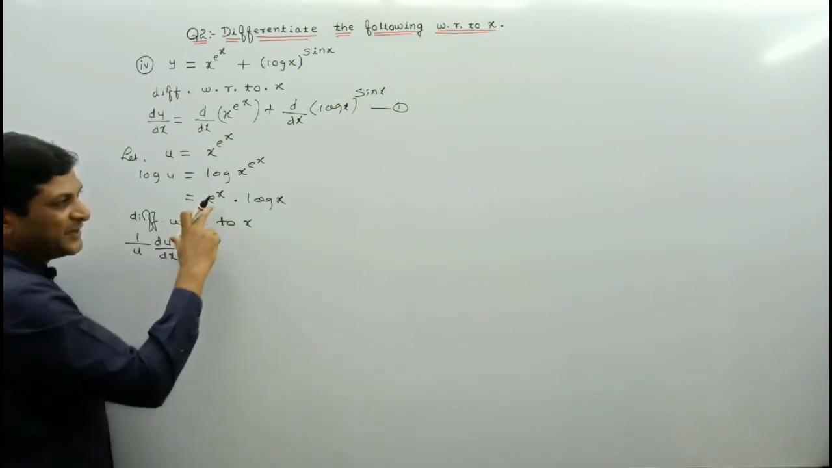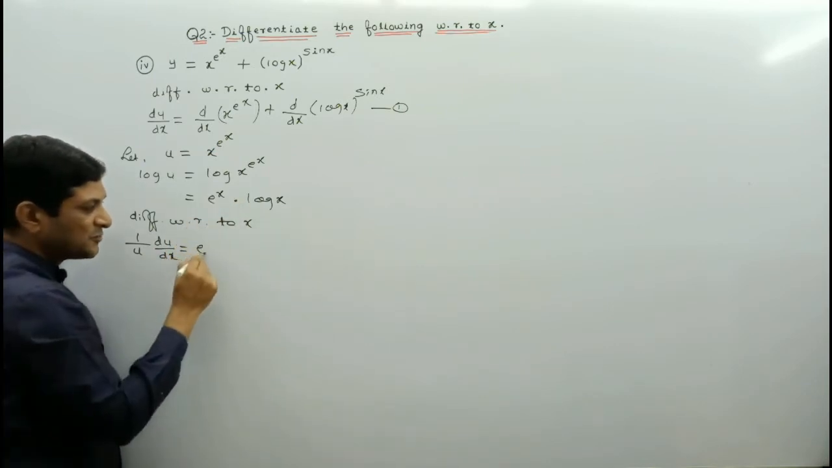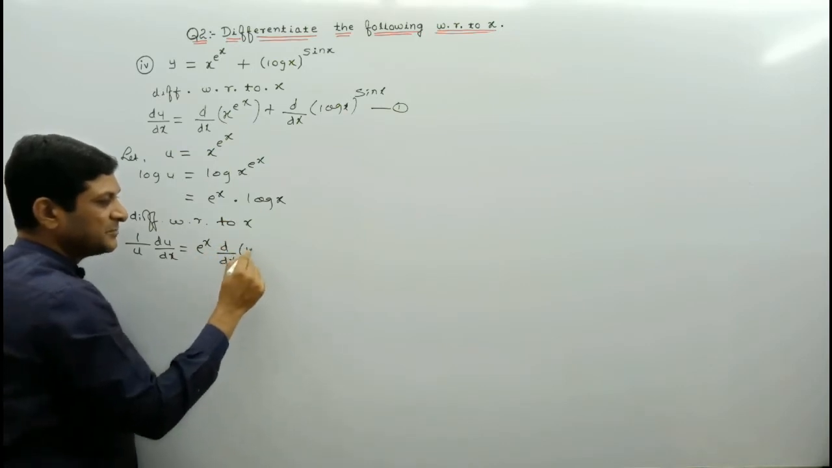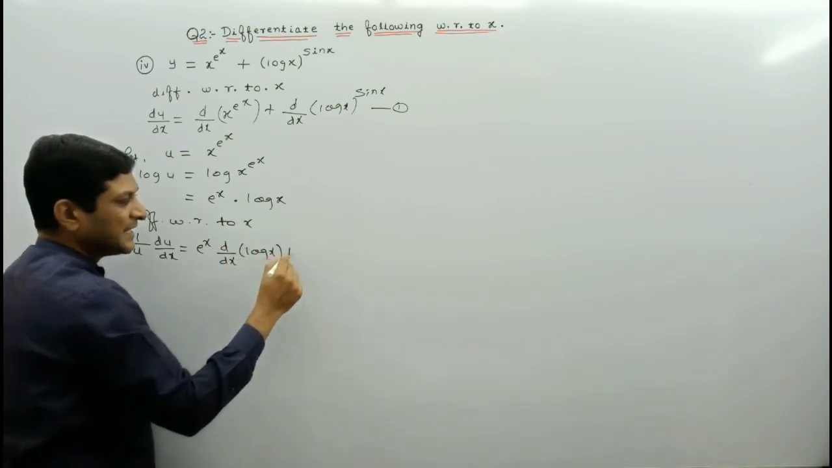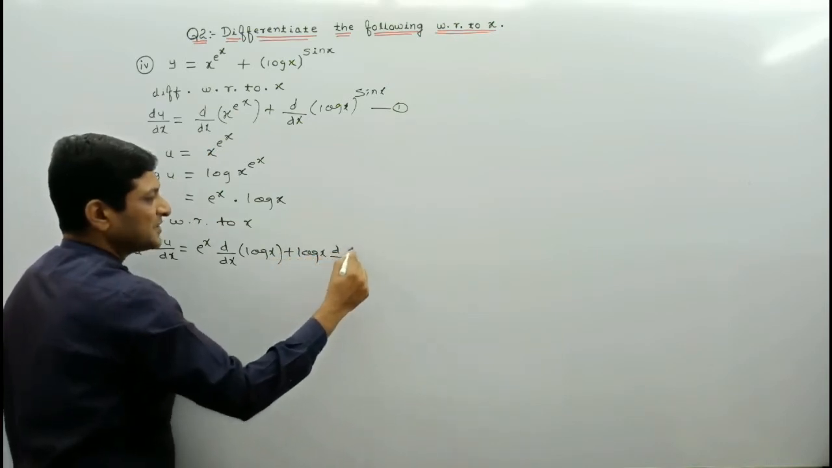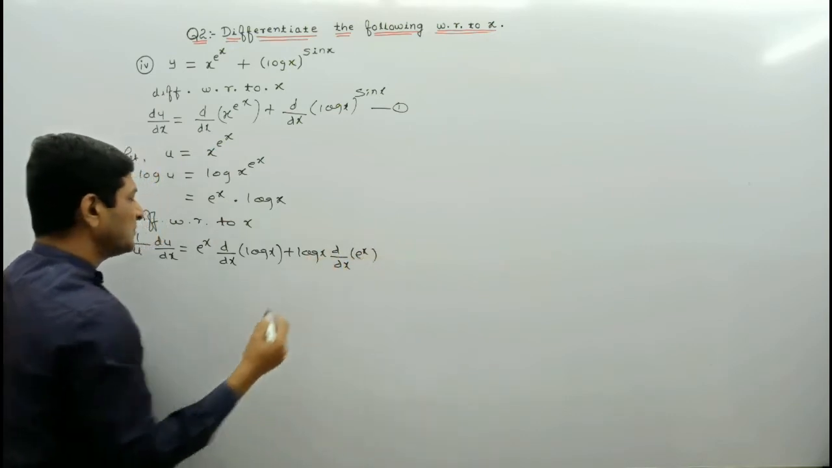And on this side, to find the derivative, apply the product rule. According to the product rule, first term as it is, derivative of second term. What is the second term here? Log x. Plus second term as it is, means log x as it is, into derivative of first term. What is the first term here? e raised to power x.